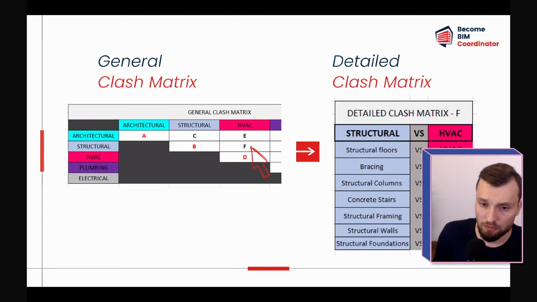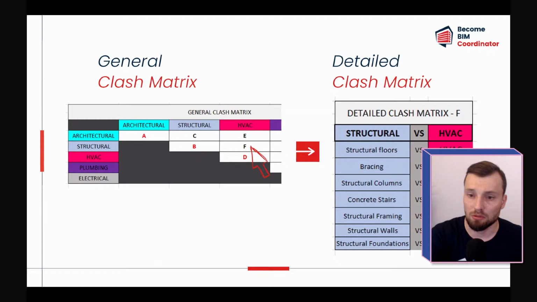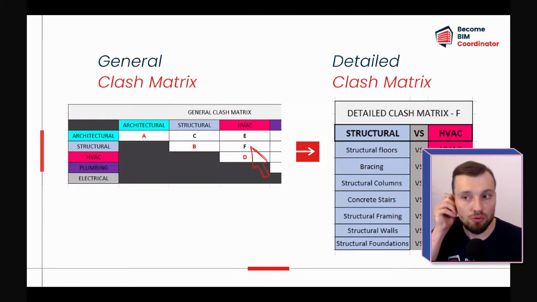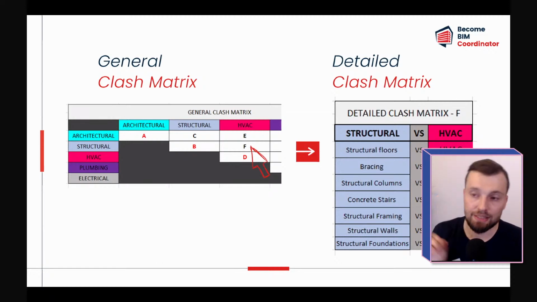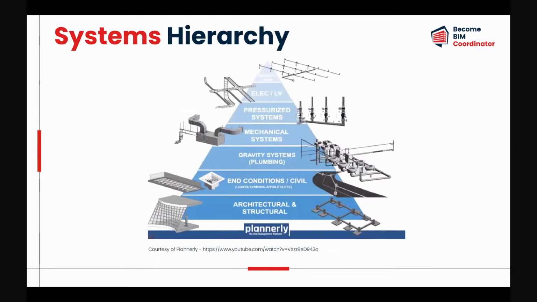So for example, structural systems will be divided into floors, slabs, columns, beams, and so on. The same with other trades: HVAC will be divided into ducts, air terminals, pipes, mechanical equipment, and so on. So we mostly use a detailed clash matrix to define the clash tests that will land in Navisworks.